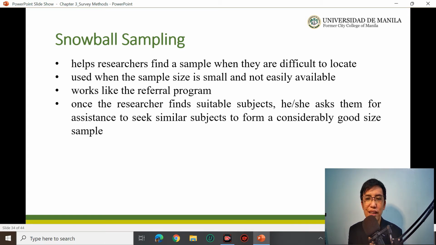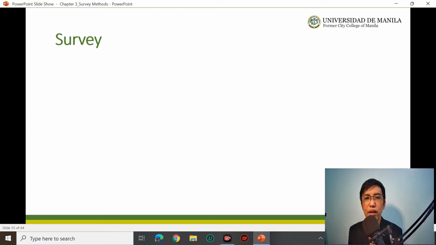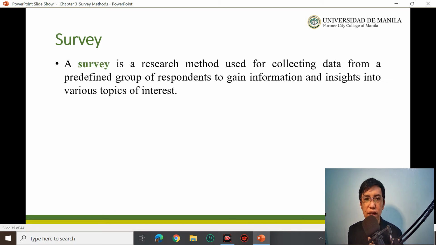Okay, so as I said, the non-probability sampling that we learned, we have consecutive, we have convenience, we have quota sampling, the snowball sampling, and the purposive or judgmental sampling. Okay, so let's talk about survey. Survey is a research method used for collecting data from a predefined group of respondents to gain information and insights into various topics of interest. Okay? Take note, survey is a method. Okay? It is a method for collecting data.